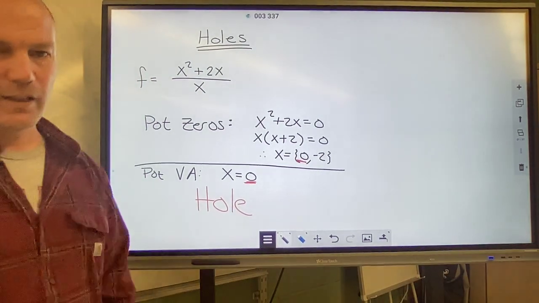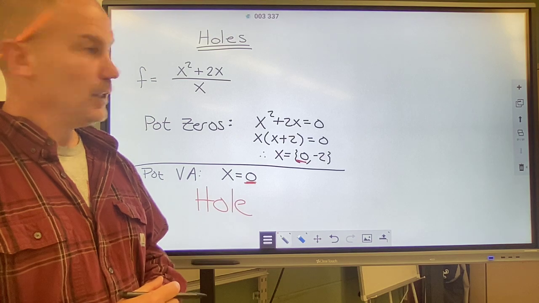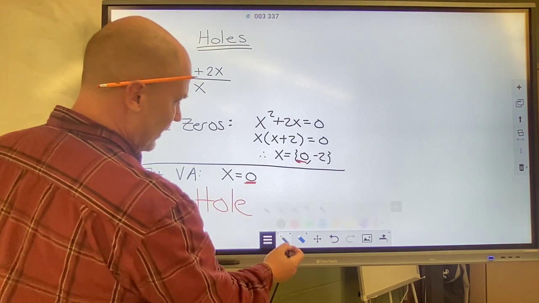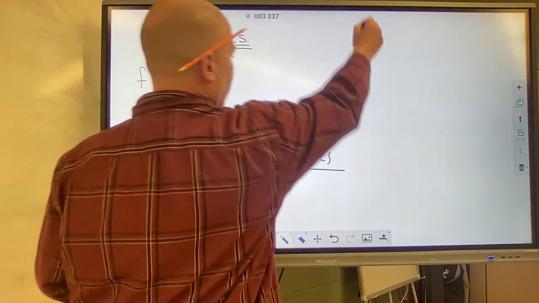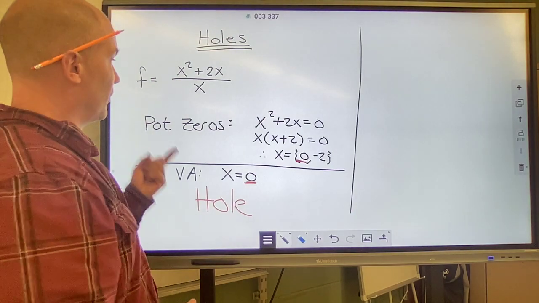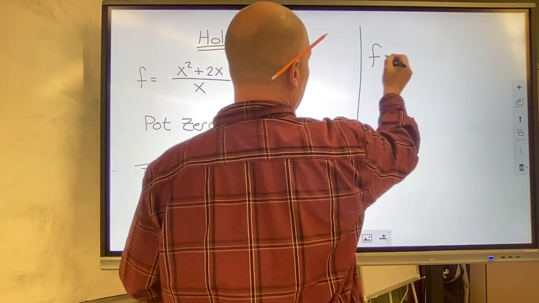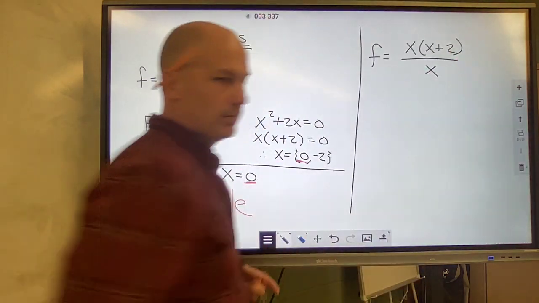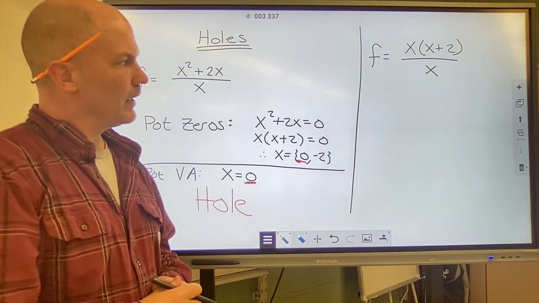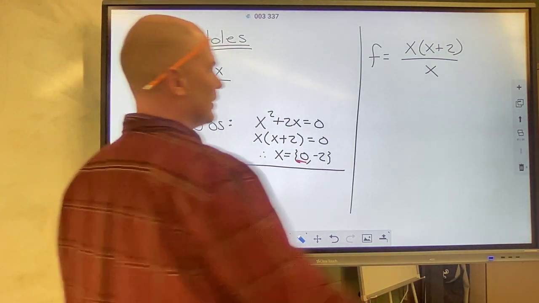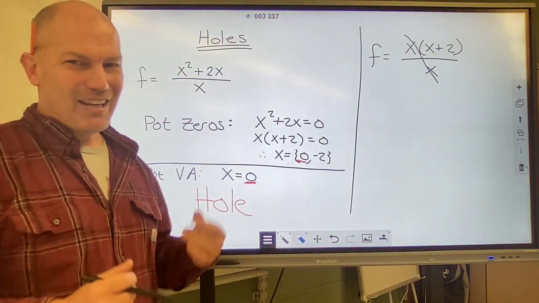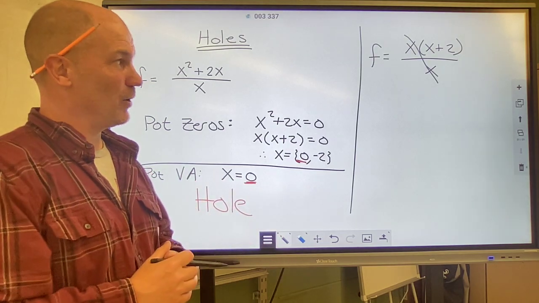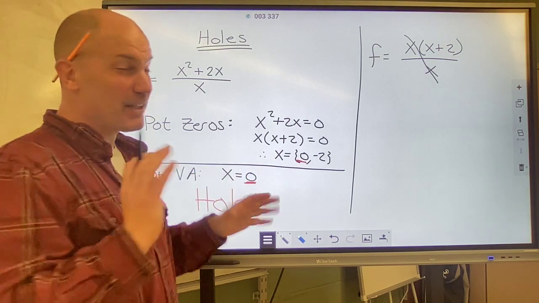And the big question of a hole is, well, where is the hole? So the way you find where a hole is for rational functions is you simply take the factored form of your equation. So we're going to use the factored form of our equation, f equals x times x plus 2 over x. You take the factored form, and then you go, hey, look, I can cancel out those x's. Because I did that, f doesn't quite equal this anymore. They're not exactly the same, but they're really similar.